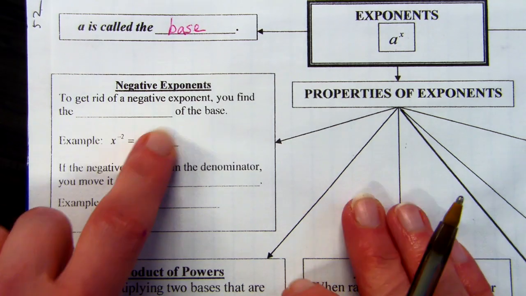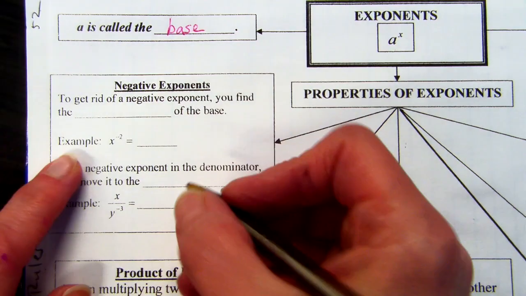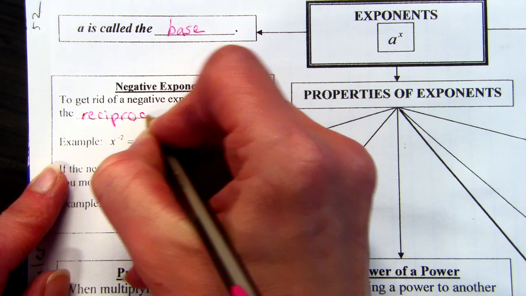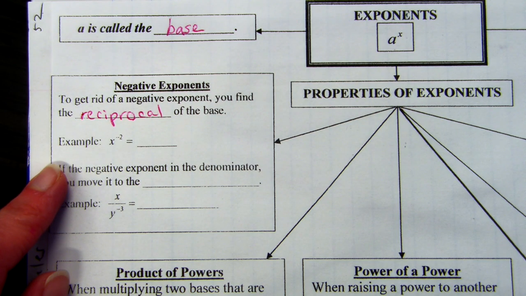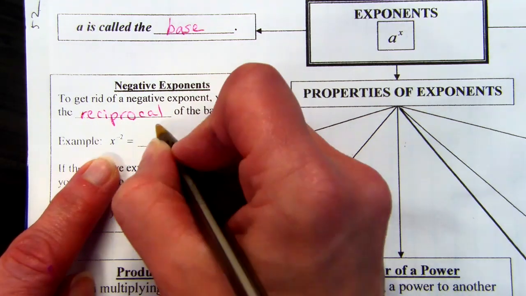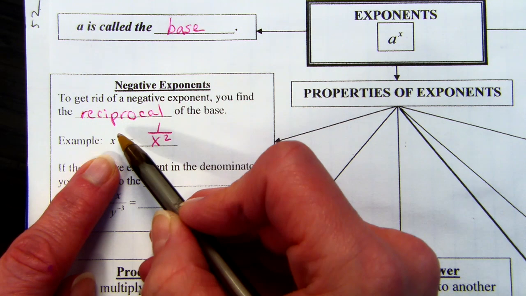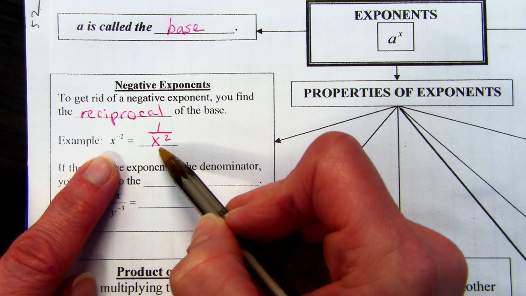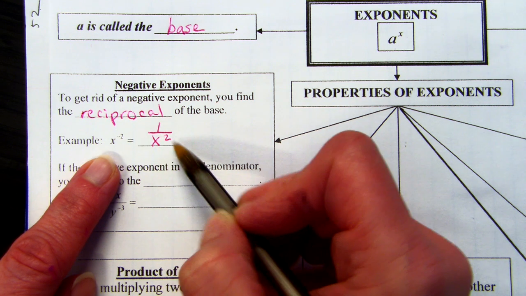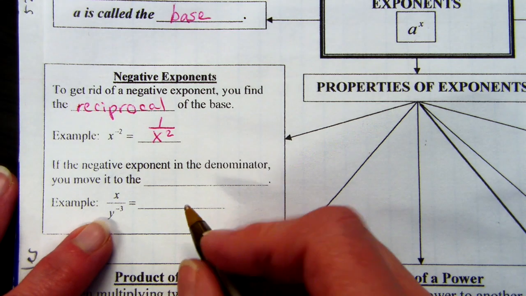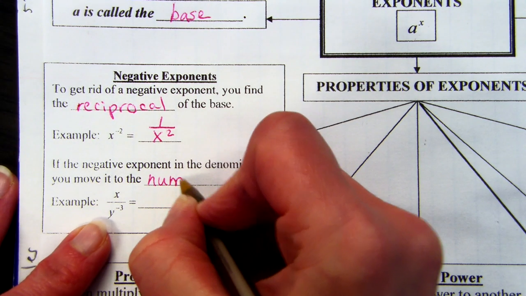Okay, so now let's go over here to negative exponents. To get rid of a negative exponent, you find the reciprocal of the base. So for example, if I have x to the negative 2, that means it's 1 over x squared. So when they have a negative power, you can think of it as being repeated division instead of multiplication, since it's in that denominator. If the negative exponent is in the denominator, you need to move it to the numerator.